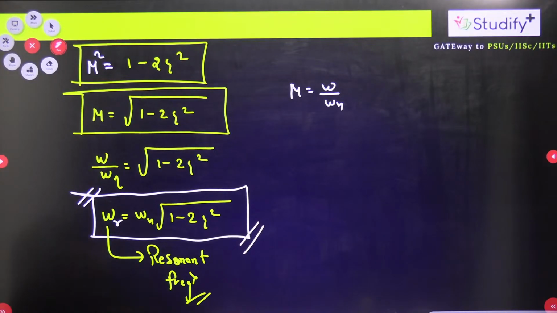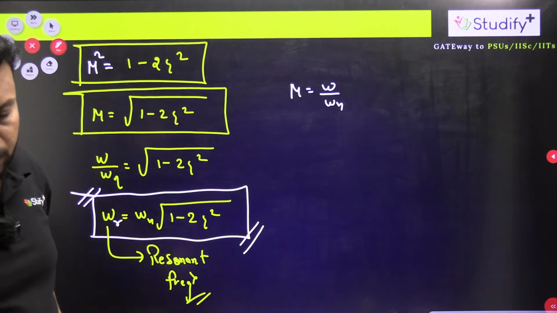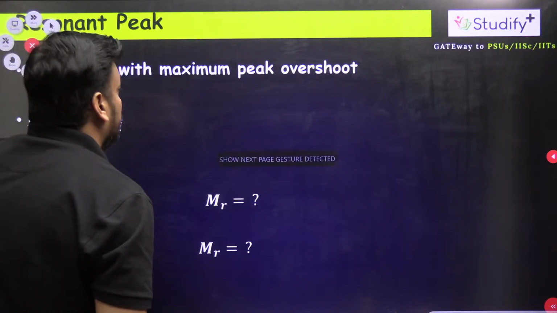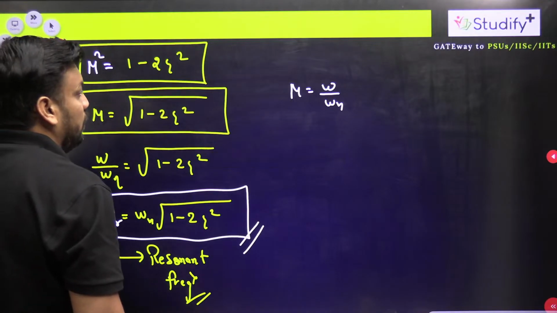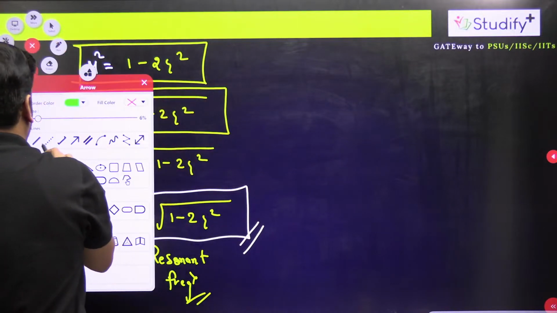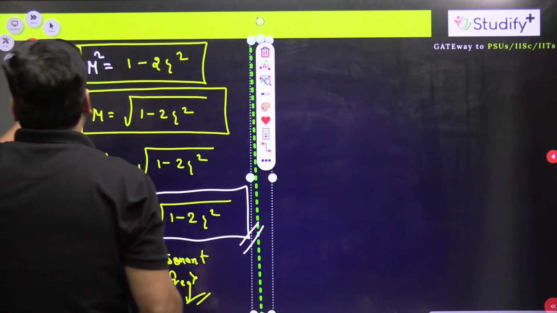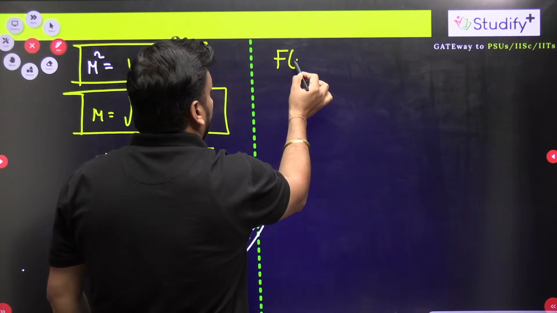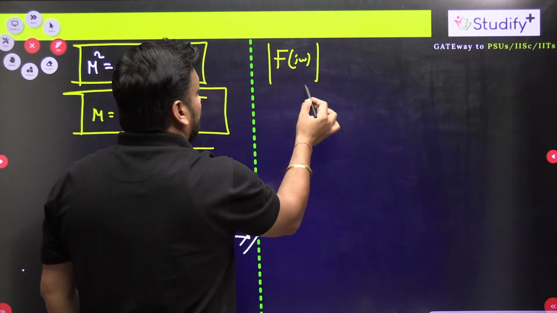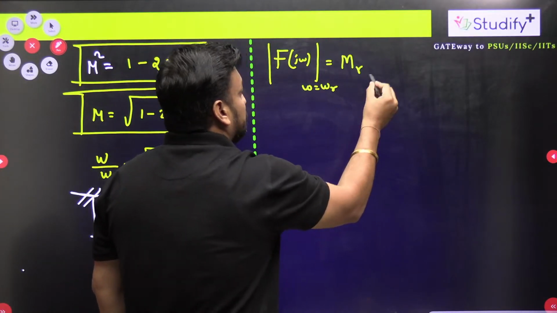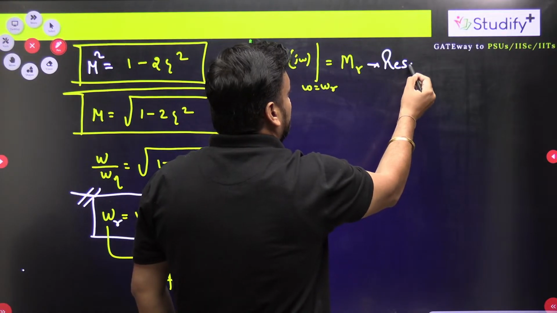This is also done, very nice. So now you should write, guys, resonant peak. Did resonant frequency come through? Yes, sir. Now we will do a small derivation for the resonant peak. You have a space here, no? What is the resonant peak? The resonant peak is nothing but the magnitude of F(j omega) at omega equal to omega r, which is M r, and that is the resonant peak.